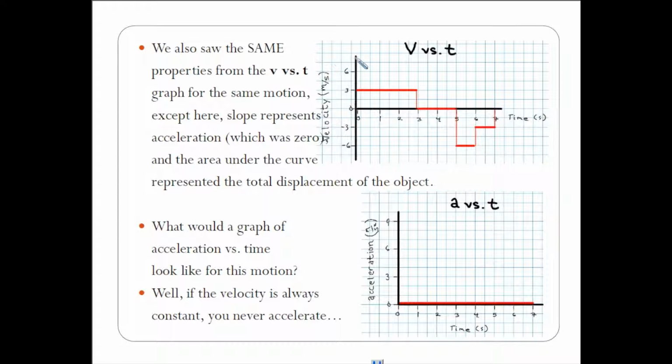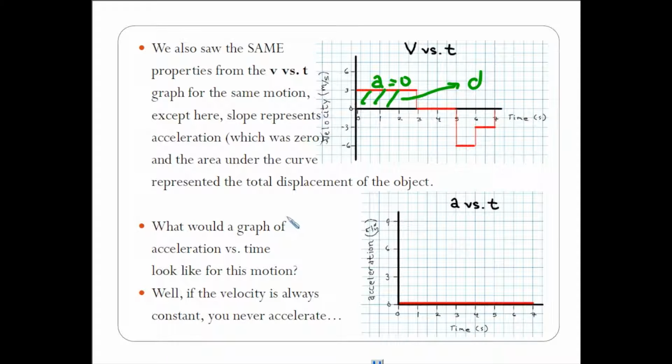We saw the same properties from the velocity versus time graph for the same motion, except here the slope represented the acceleration of the object, which was 0 at each point in time. And the area under the curve represented the total displacement of the object.